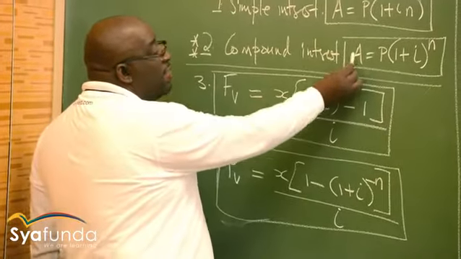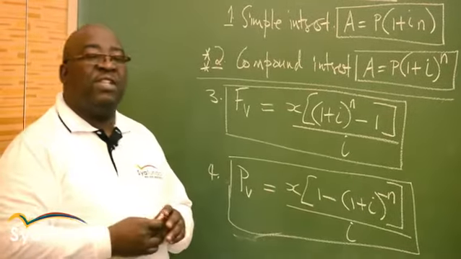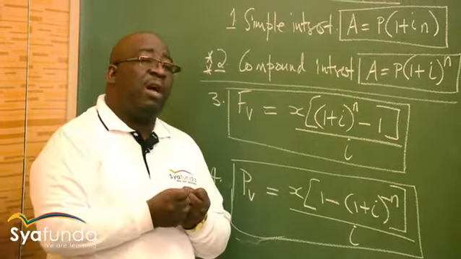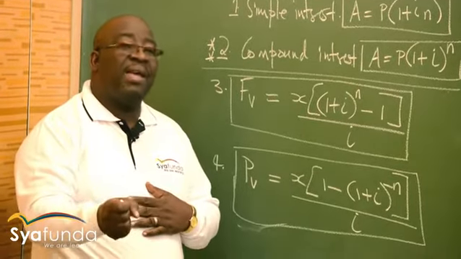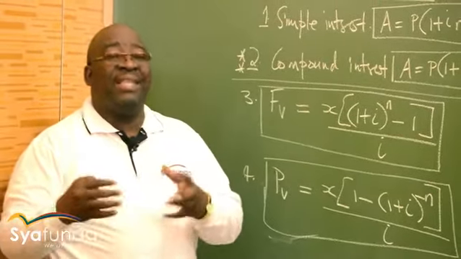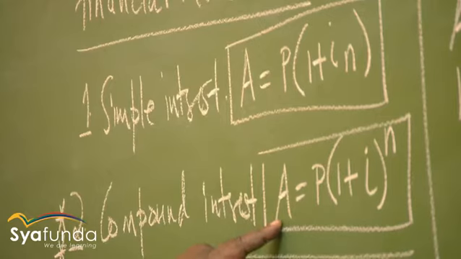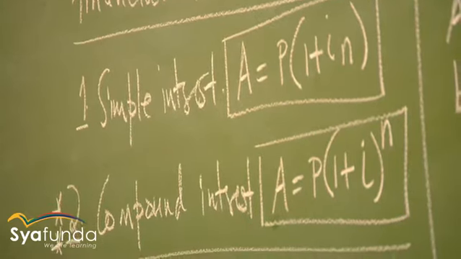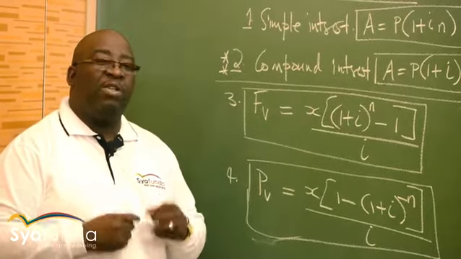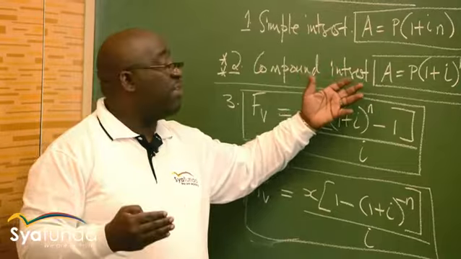Now watch. This A stands for the total amount at the end of the investment period. Suppose you take a particular amount of money, you invest it at the bank for a certain period. The money that you'll get at the end, after it has gained interest, we refer to it as A. A is the total amount at the end of the investment period. What is P then? P is the principal amount. P for principal amount, A for total amount at the end of the investment period.